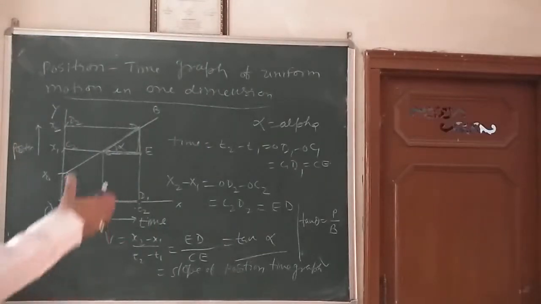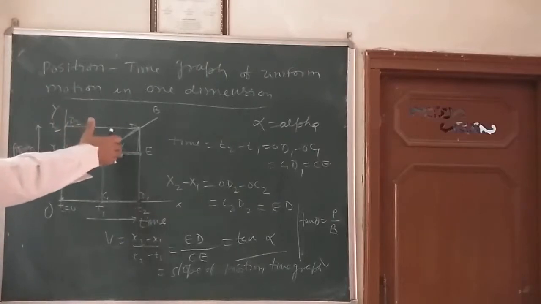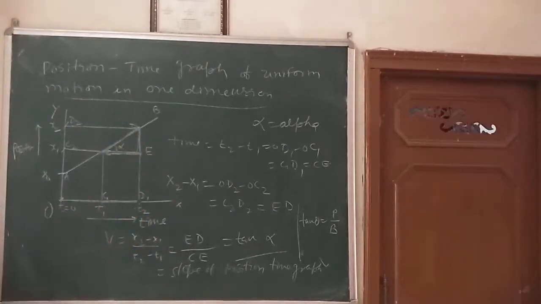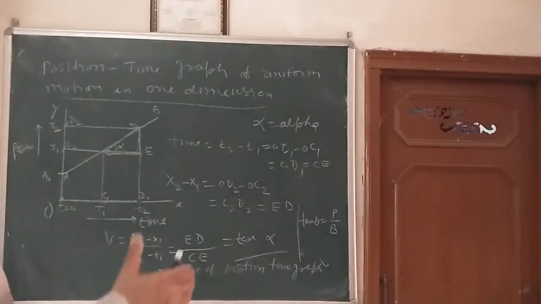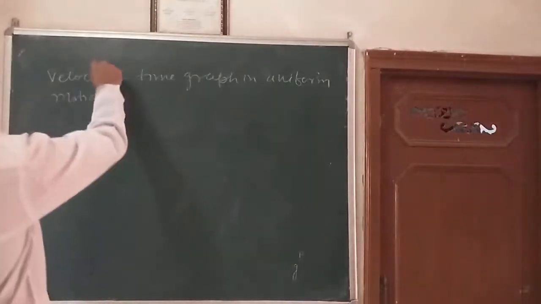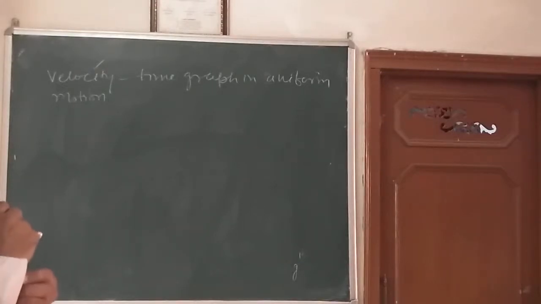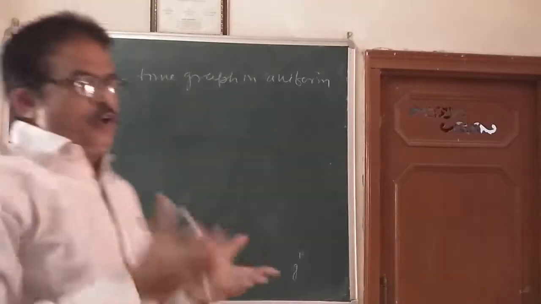Hence, we can say the importance of this position time graph of uniform motion is that with the help of this we can find out the velocity. The slope of the position time graph gives us the velocity. That is very important. Now in continuation of this, I am taking here a velocity time graph in uniform motion, and with the help of this graph, what is the physical quantity that we can find out? Let us see here.